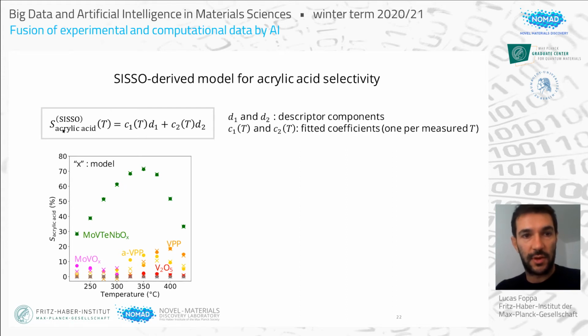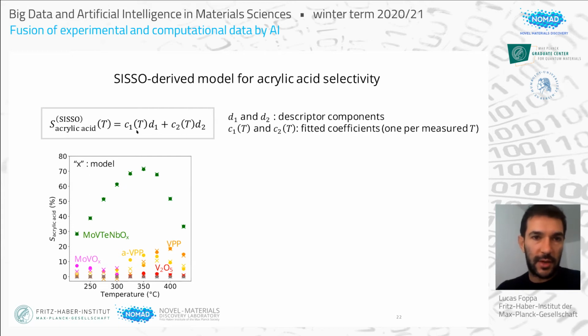So this is a model for acrylic acid selectivity, which is composed of 2 descriptor components. So the descriptor is 2-dimensional, D1 and D2, and here we have these coefficients C1 and C2, which depend on the temperature. So we have 1 coefficient per measured temperature. And this is the fit of the model compared to the data set. So we see that the fit is quite good. The model is able to capture this behavior here and also the other high temperature selectivity, for instance, here.